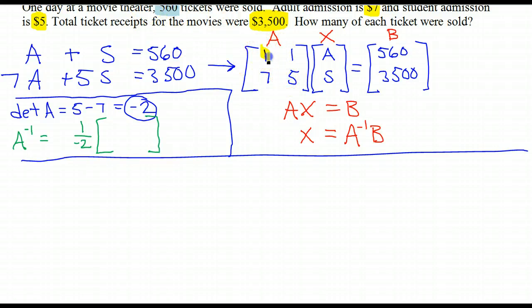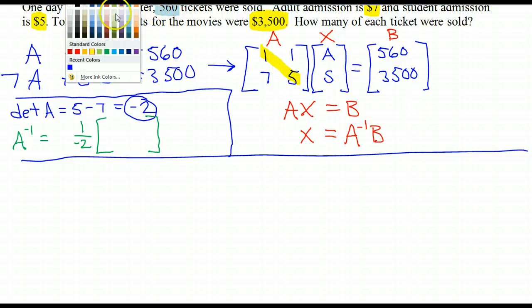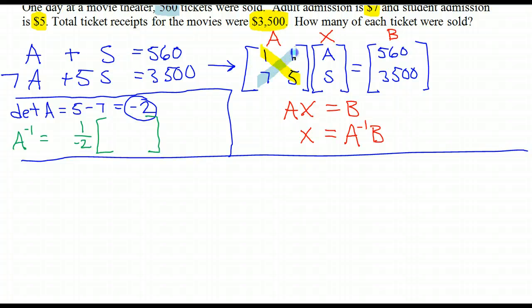When I say that, I mean that we reverse the down diagonal and we negate the up diagonal. So reversing these means that we will have 5 here and 1 here. Now negating these means I will have a negative 7 and a negative 1 up there. So this green is my inverse matrix. So focus on the green.